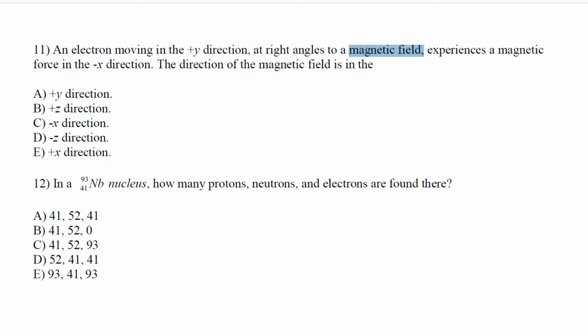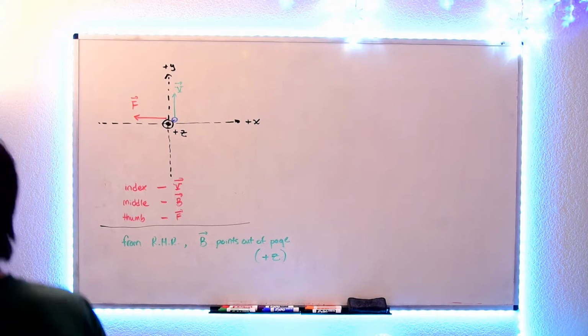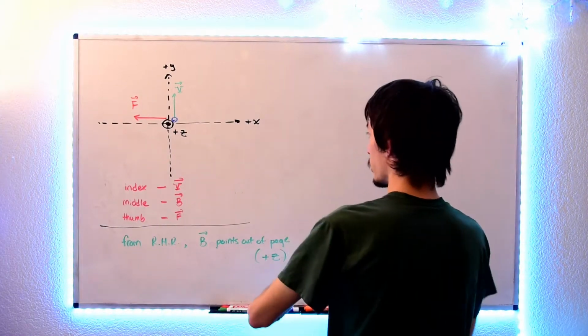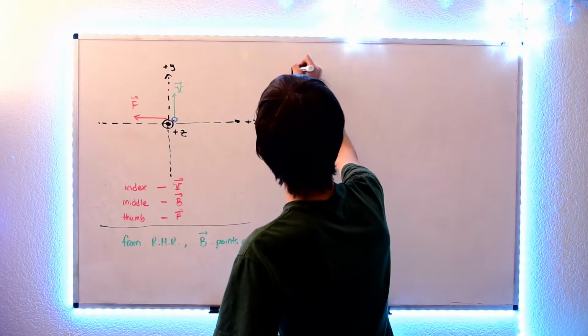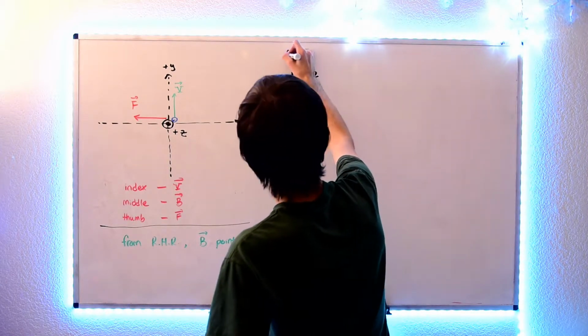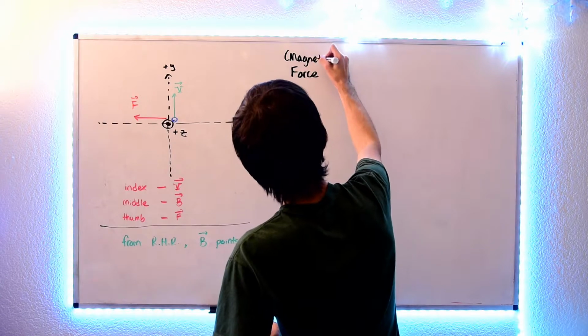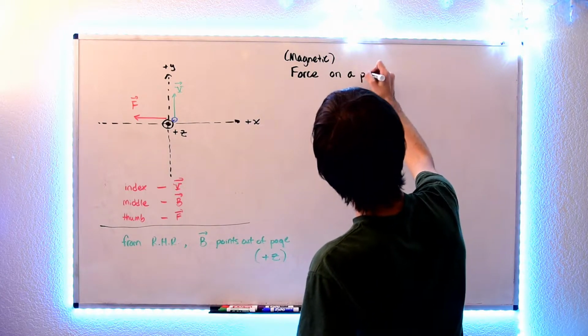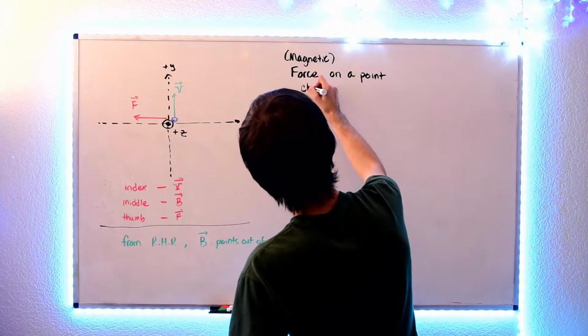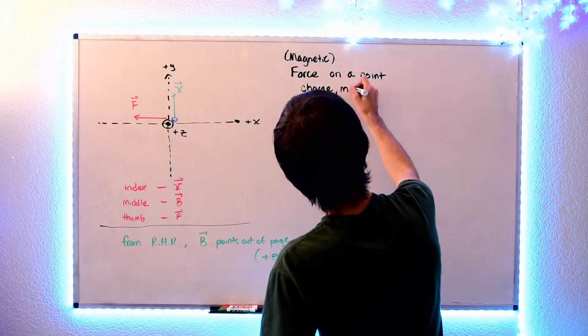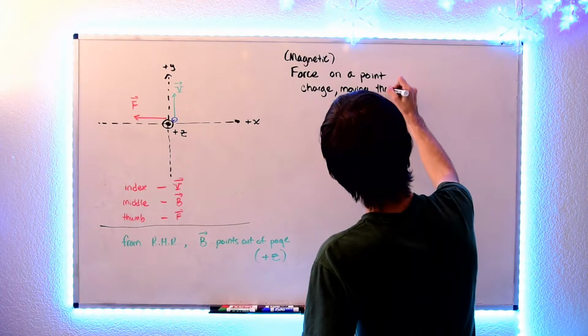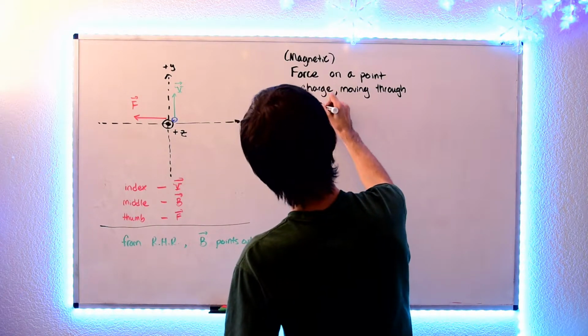Now, I'll also write out a related formula that you may use involving this kind of question. This is just purely using the right hand rule. But if you need to make any calculations, you would also use this equation here. So this would be the force, the magnetic force on a point charge moving through a magnetic field.